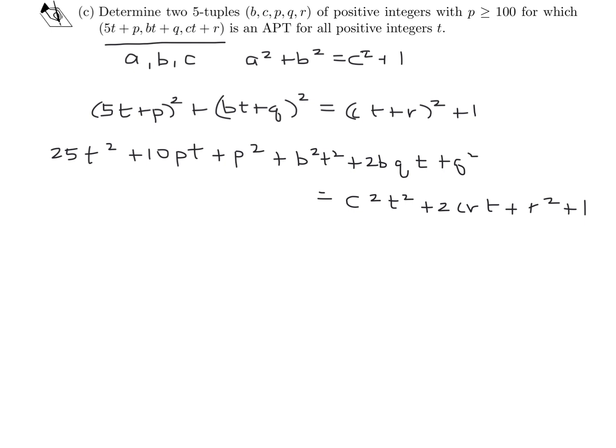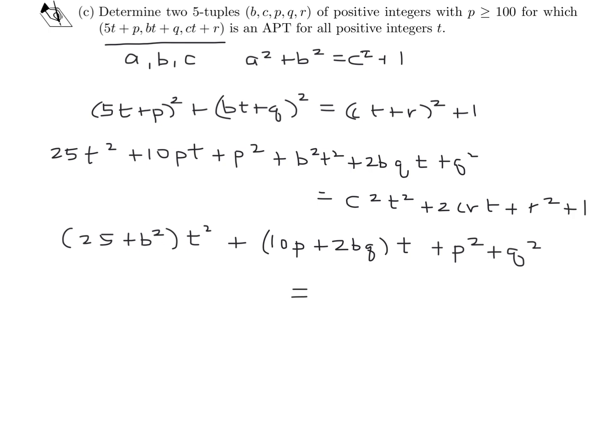Okay. So put everything on one side and collect like terms and do a little bit of factoring, and I get 25 plus b squared factored in front of t squared, and then 10p plus 2bq times t, and then plus p squared plus q squared. And then on the other side I have the c squared in front of the t squared, plus I have this 2cr in front of the t, and then I have this r squared plus 1.